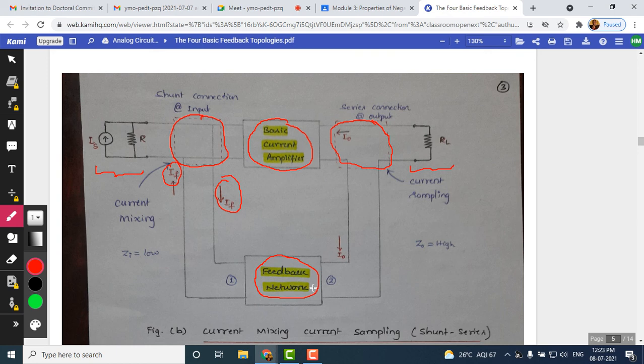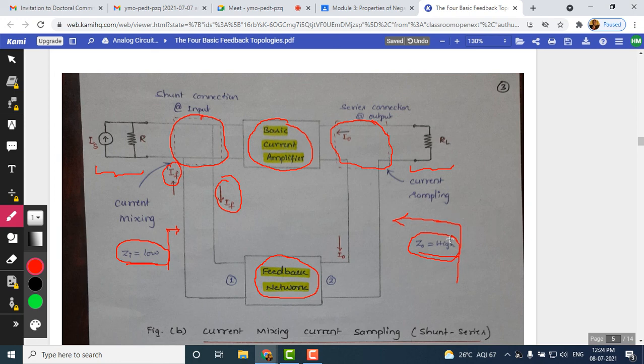This is the feedback network, as you can see, this is the output and this is the input of the feedback network. Look at the impedance we are expecting. From the input side, for a current amplifier, the input impedance expectation is low, and the output impedance is going to be high. When we measure impedance for this current amplifier, the output impedance has to be high and the input impedance has to be low. This is just the opposite of the voltage amplifier. In the voltage amplifier we saw that the input impedance expectation was higher and the output impedance expectation was lower, but in the current amplifier it is just the reverse.